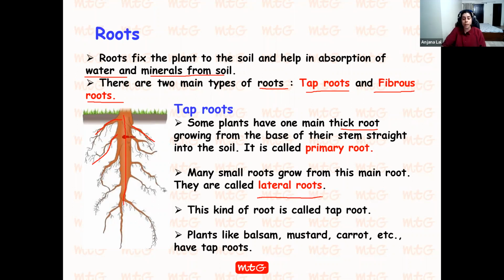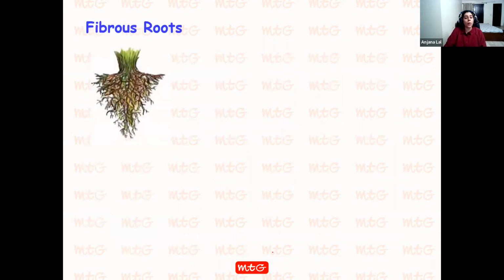So plants like balsam, mustard, carrot have taproots. Mango is again a taproot. Now they go deep into the ground. They try to reach the water. So it will be very difficult to pluck them from the soil because they try to go deep into the ground.